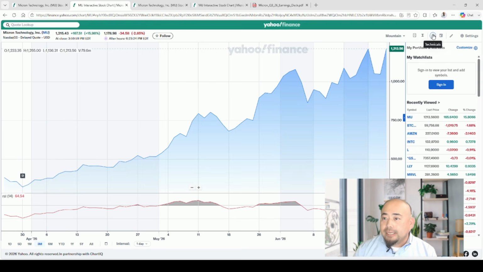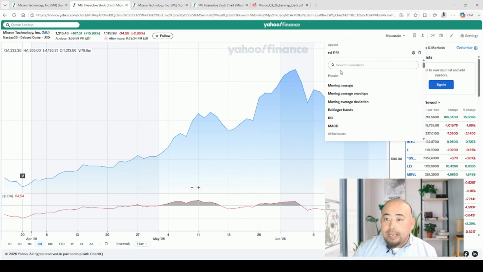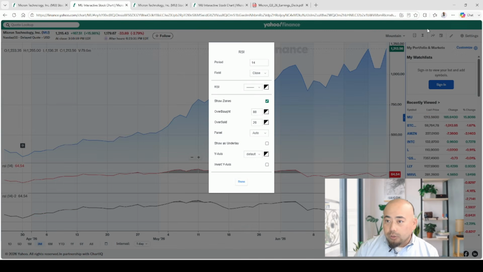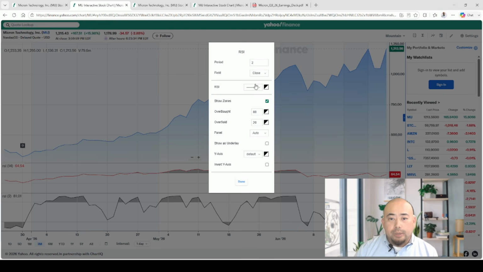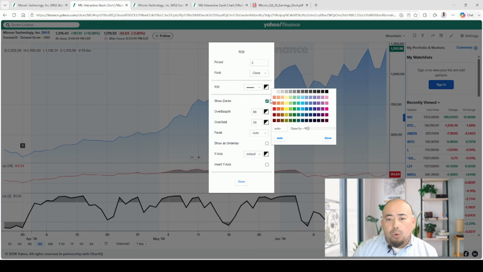I'm going to add, of course, the 2-day as well. So let's go ahead and add another one in there. All you've got to do is go through the same route and change this over to 2-day. I'm going to make this a little larger line with a lighter red. It's almost pinkish.